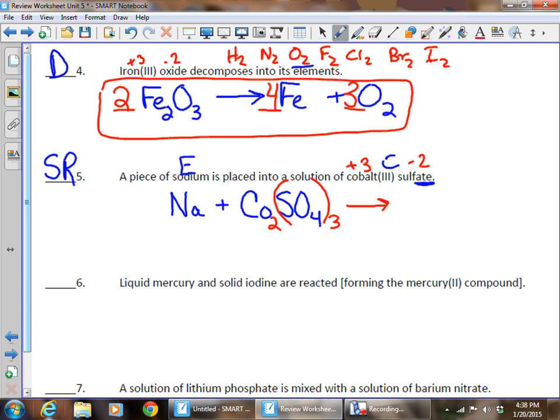Now, is it going to react? Who's trying to bump out who? Well, the single element is always trying to bump out. So sodium is going to try to bump out. It's a metal.